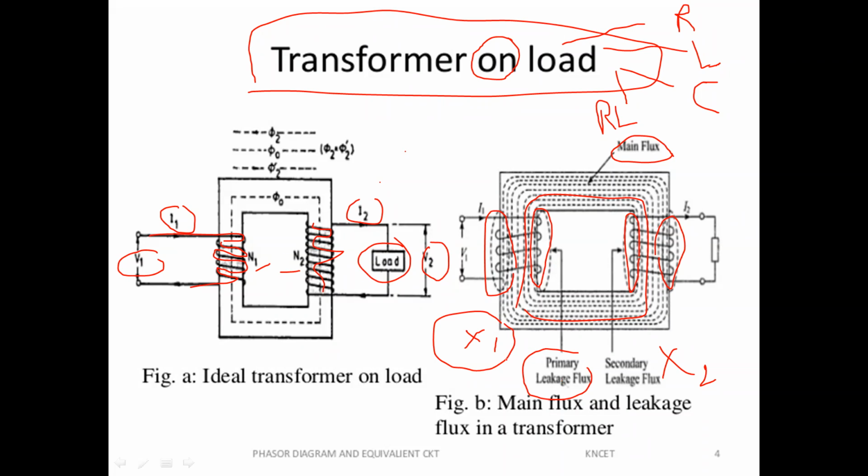So reactance equals 2 pi f L. F means frequency. If there is a frequency, there is a reactance. Without frequency, there is no reactance. In DC circuits, there is no reactance. Reactance exists only in AC circuits because of leakage fluxes. So this is the primary reactance X1. This is the secondary reactance X2.